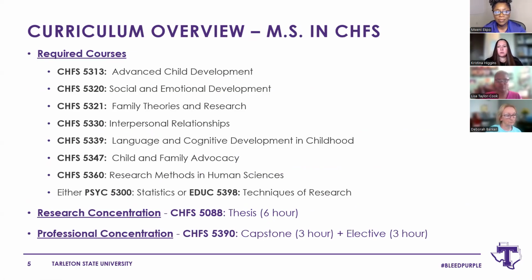So the specific courses you would take for the Master of Science in Child Development and Family Studies, we have a set of required courses, which are Advanced Human Development, Social and Emotional Development, Family Theory and Research, Interpersonal Relationships, Language and Cognitive Development, Child and Family Advocacy, and Research Methods. And then our students take either Psych 5300, which is statistics, or Education 5398, which is techniques of research. So there are 2 research courses built in, one taught by us and one taught outside of our program.